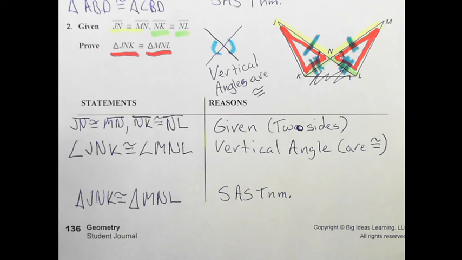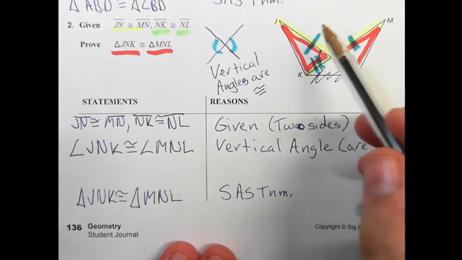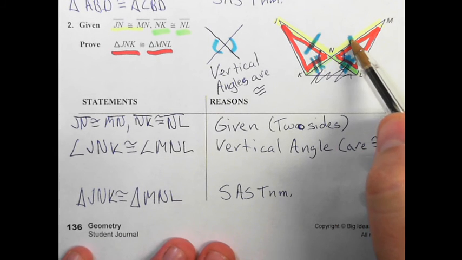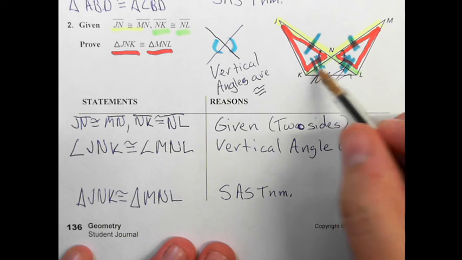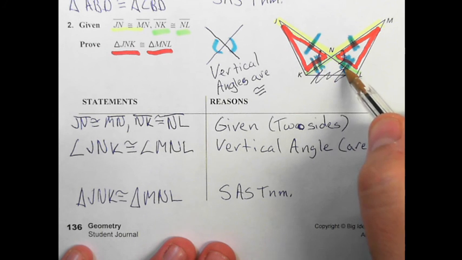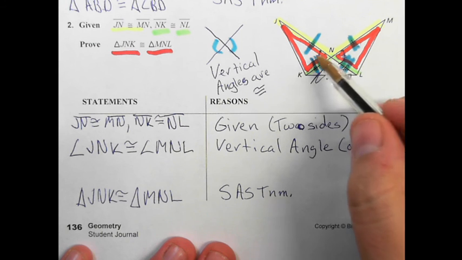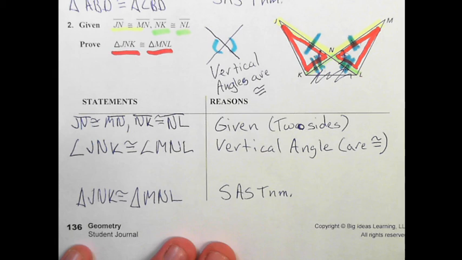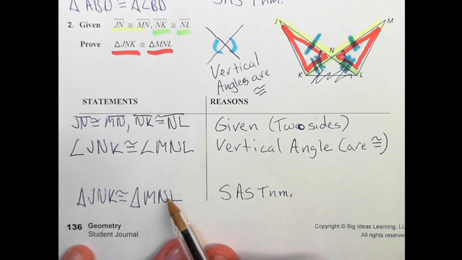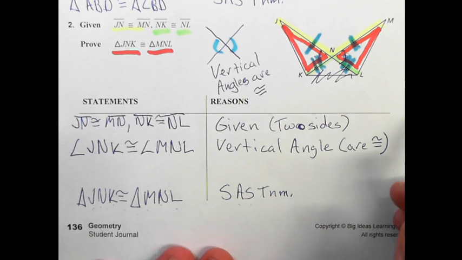Okay? So just to recap, what I've done is I've shown that this side and this side are congruent. Then this angle and this angle are congruent because they're vertical angles, and this side and this side are congruent. So I was given the 2 sides, and then one additional step was figuring out how to prove that these 2 angles were congruent. When I did that, I could prove that triangle JNK is congruent to triangle MNL through the side angle side theorem of congruence. Okay?